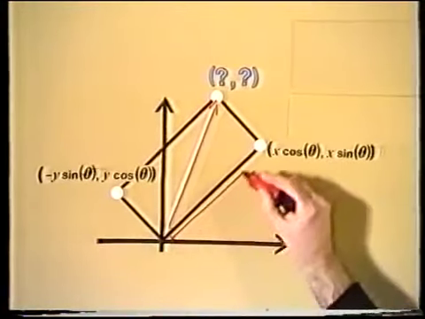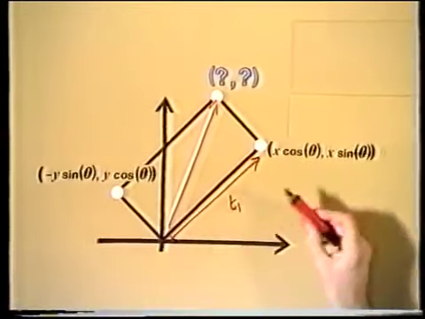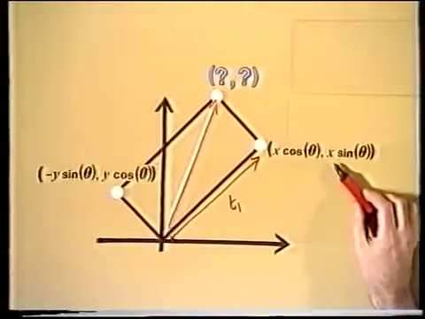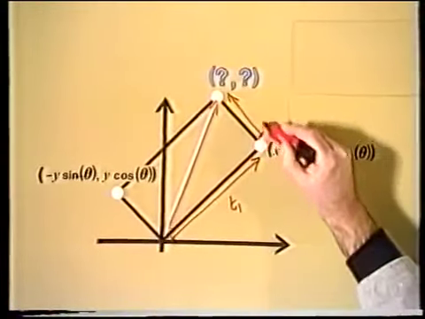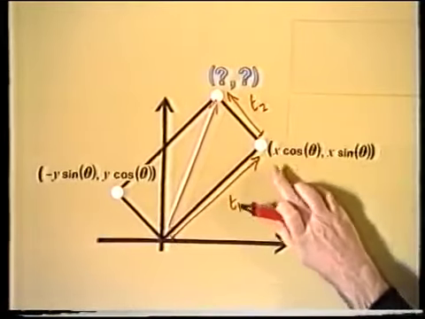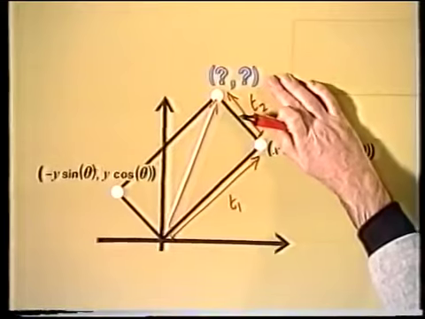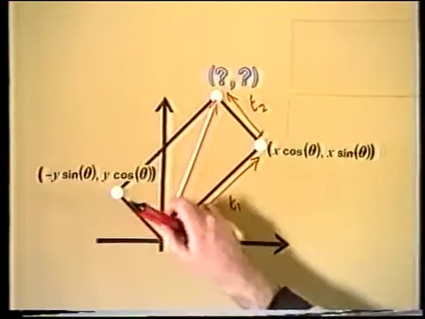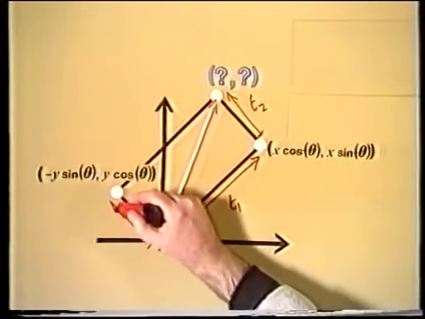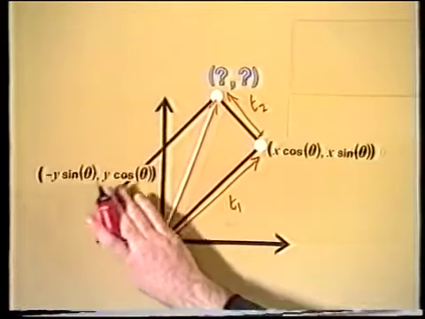And this translation we can do in 2 parts. Firstly, this translation, let's call it T1, takes the origin out to x cos theta, x sine theta. And secondly, this translation, T2, takes x cos theta, x sine theta, out to the point that we want. Well, what do we know about this translation, T2? It's the translation that takes the origin out to the point minus y sine theta, y cos theta.